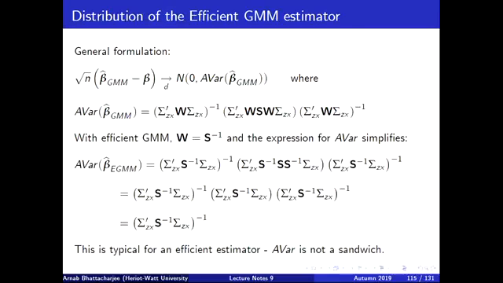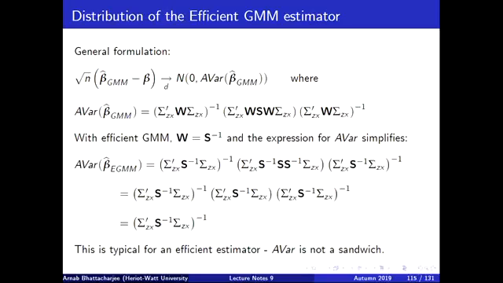So, efficient GMM. Let us go back to the GMM first of all. You have already seen this. So we start from there. Suppose here you substitute for W with S inverse. So in other words, you choose your W as S inverse. Then this whole thing collapses to this. That is just simple matrix algebra. A lot of terms cancel and the whole thing collapses to this.